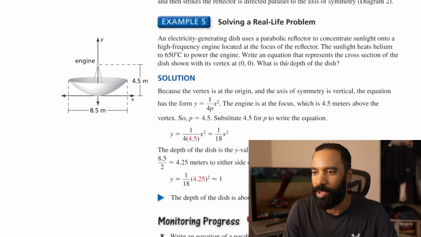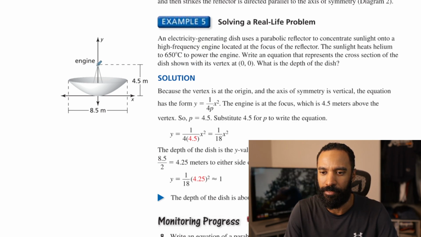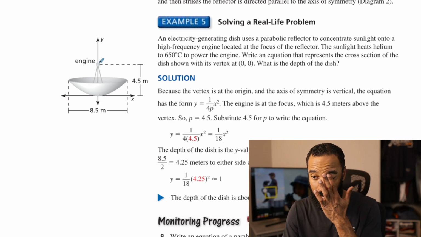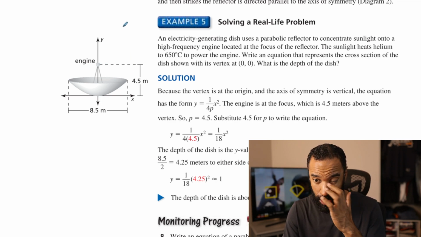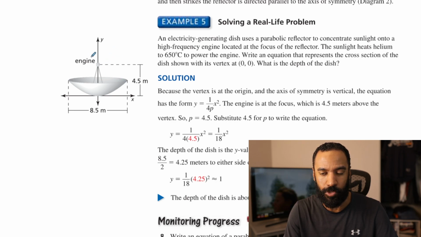An electricity generating dish uses a parabolic reflector to concentrate sunlight onto a high frequency engine located at the focus of the reflector. So we've got an engine right here. We are going to generate energy where the sun rays come into here and go right into that focus, right? That's where they bounce off.